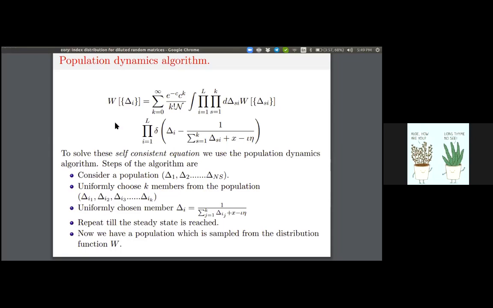Yeah. It's not about the graph. It's just that you want to solve this equation. You can think of it as independent of the random matrix. So you just want to solve this equation.